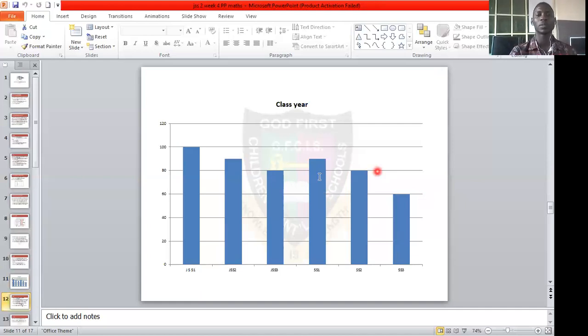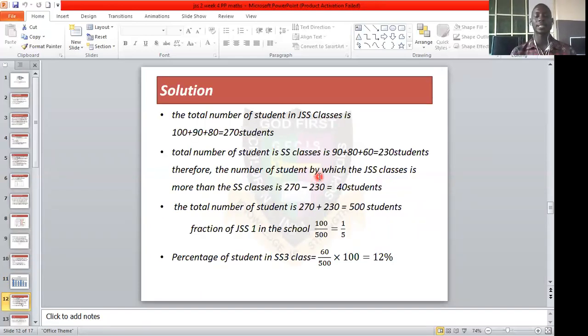So, the number of students by which the junior classes are more than the SS classes is 270 minus 230, which will give you 40 students. It is easy to interpret when you present your data in an orderly manner. In a bar chart, you can easily get the information, interpret it, and understand what the information provided.